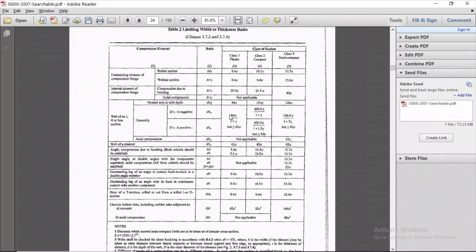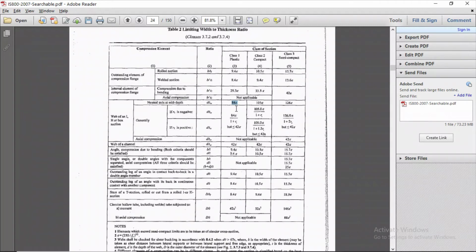First one, neutral axis at mid depth. For the neutral axis at mid depth, we are considering that the neutral axis is at mid depth. So for that, if your ratio is less than 84 epsilon, as you can see here, our answer is 35.4. So therefore again it is coming under plastic. If both the flange and web ratios are plastic, hence the section is classified as plastic.